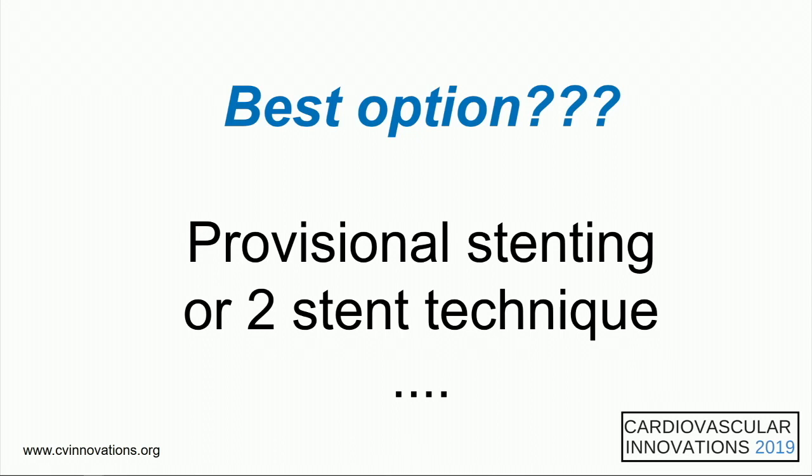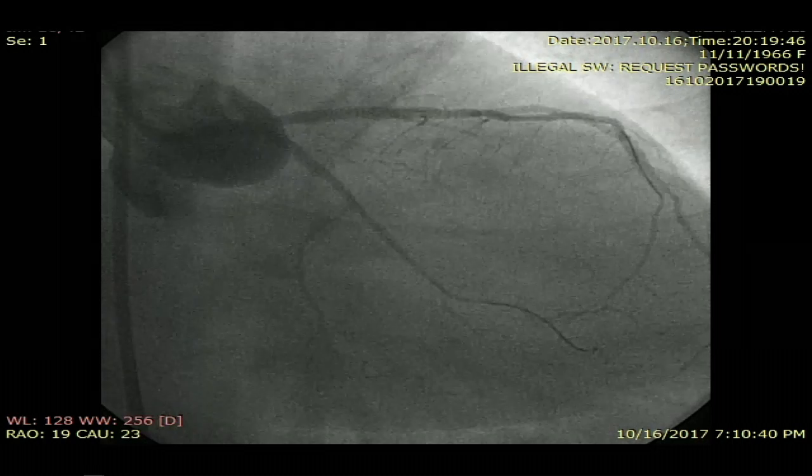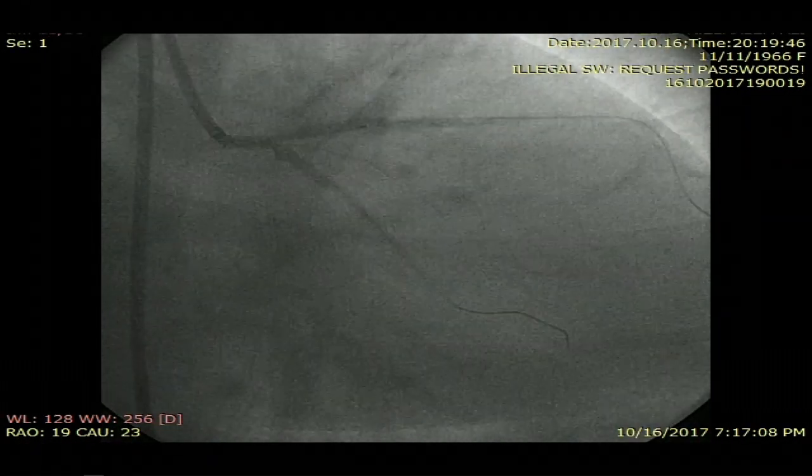So we were stuck at this question: the best option for the stenting in this patient, is it provisional stenting or two-stent technique? That was the most important question in this case. After reviewing the angiography, we decided to do provisional stenting, to stent the left main LAD at first, and we are putting a guide wire in the CIRC as well. And if we needed to do a second stent, we'll do it.